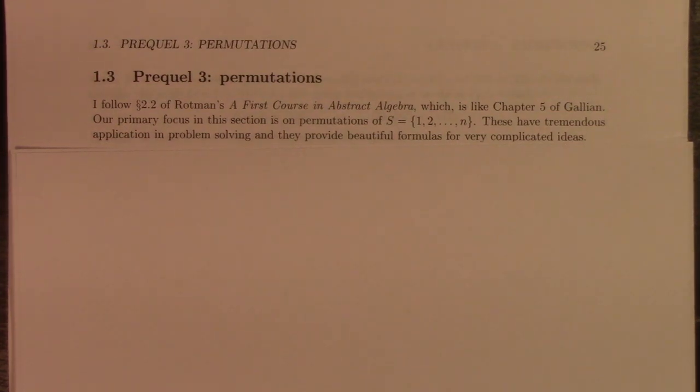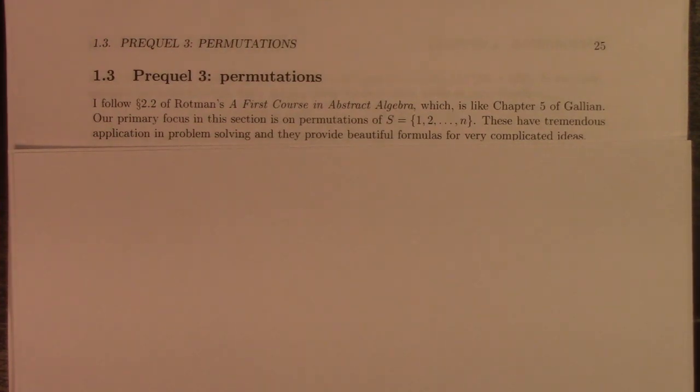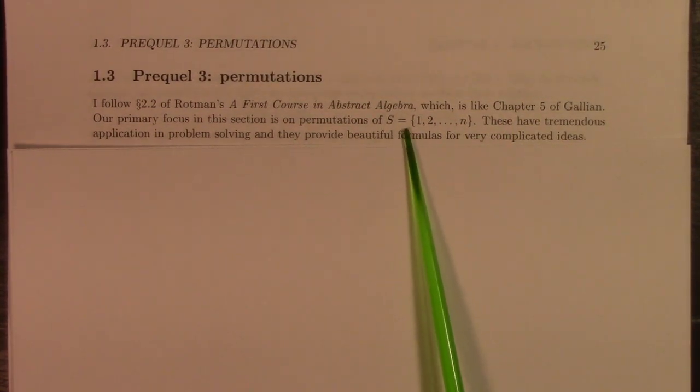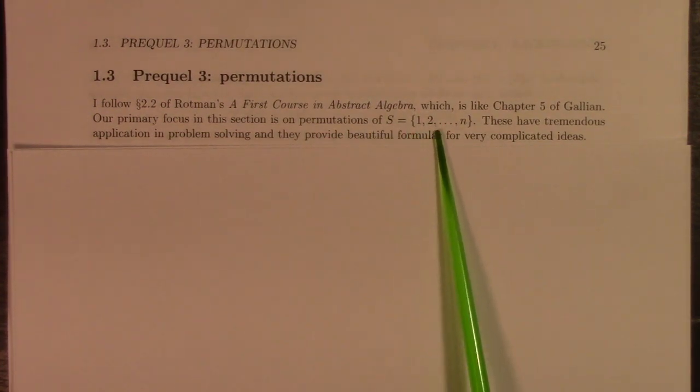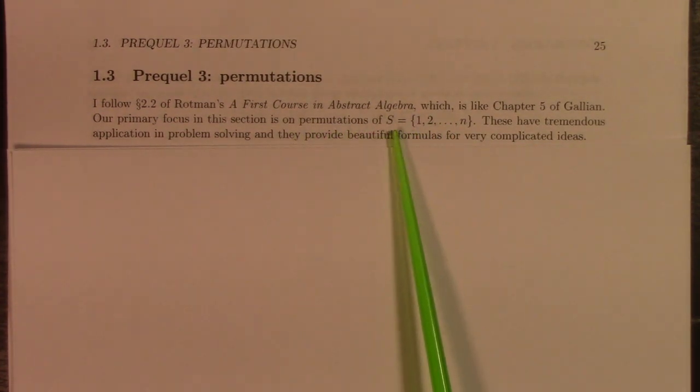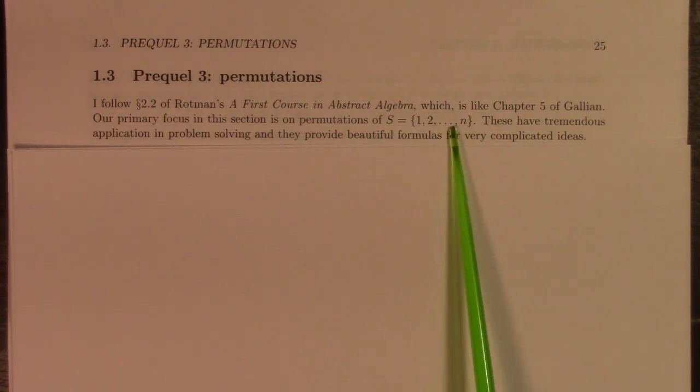Alright, so this begins prequel 3, which is on permutations. Permutations are a very important example, and we'll talk more about the history of that maybe next lecture. But for now, I'm just going to try to explain to you the basic idea of a permutation, in particular, a permutation on the set of numbers 1 through n. There's a more general concept of permutation, but for this lecture, we're just going to be talking about permutations of the numbers 1 through n.